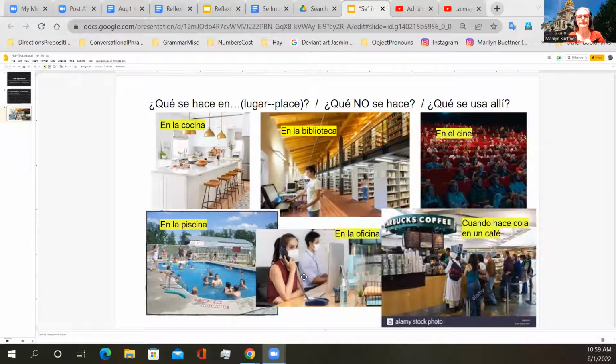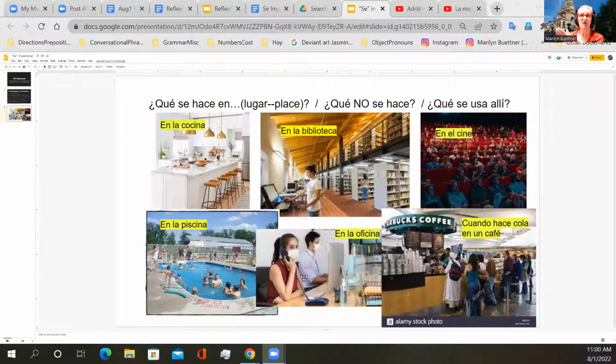En la oficina, ¿qué se hace? What does one do? ¿O qué no se hace? Se habla en Zoom en la oficina. Se habla en Zoom, one talks on Zoom. Sí. Bueno, ¿qué más? Hay muchas posibilidades. ¿Deben usar máscara en la oficina? Máscara. They must wear masks. Sí. Ok.